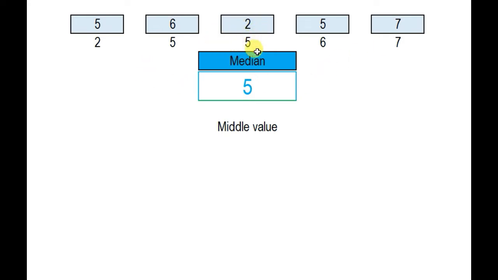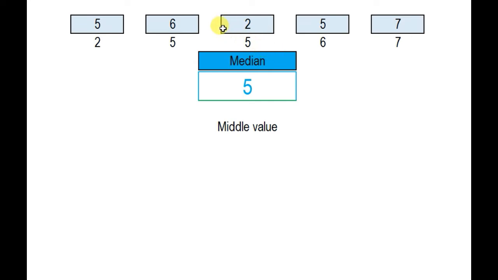Now that the data is in ascending order, I can easily pick the middle value. Right? So 5 is the middle in this data, because if I exclude 2 values from here and 2 values from here, 5 is in the middle of this data. So 5 is the median. So median is simply the middle value of the data, but first make sure your data is in order, either ascending or descending. Right?